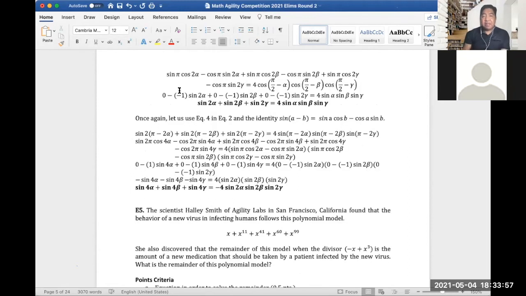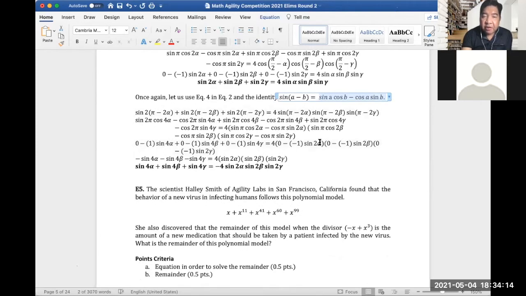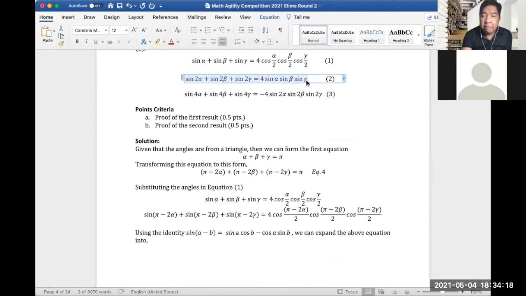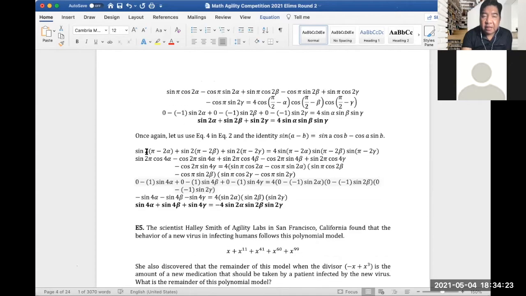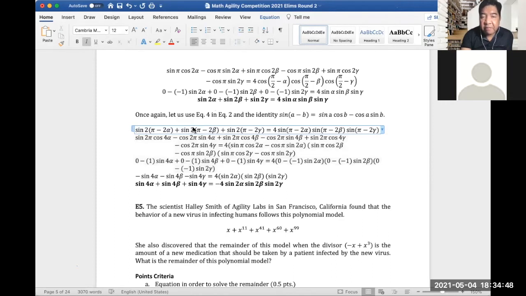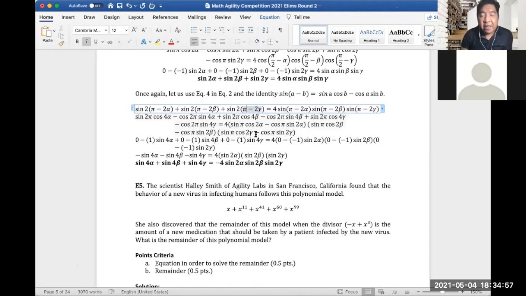So once again, let us use equation 4 in equation 2 and the identity sine A minus B, which is equivalent to sine A cosine B minus cosine A sine B, right? So let's again substitute on equation 2, which is sine 2 alpha. So we expand. Instead of alpha, we use again our angle as pi minus 2 alpha in the first term right here. But since this time we have 2 in front of the argument, same thing with the beta, we substitute pi minus 2 beta and then the 2 in front of the argument. And of course for gamma, we have pi minus 2 gamma and then the 2 in front of the argument.